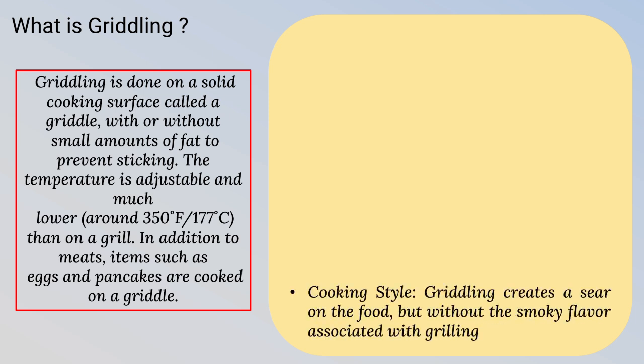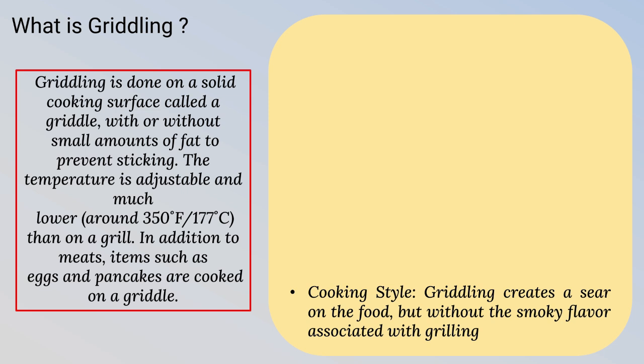Cooking style. Griddling creates a sear on the food. Sear means browning of the meat or the food from outside to create an extra sealing so that the food is not going to lose moisture. And as a result, the food will remain juicy and soft, but without the smoky flavor associated with grilling.